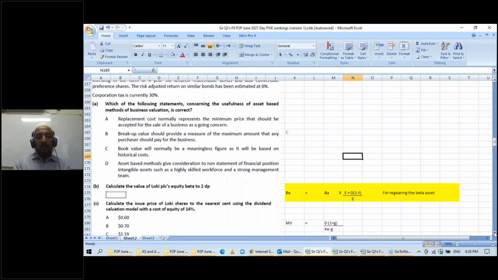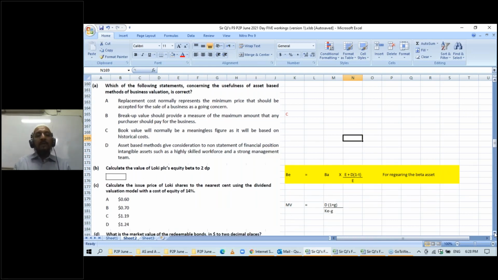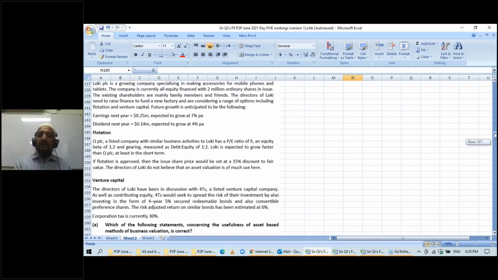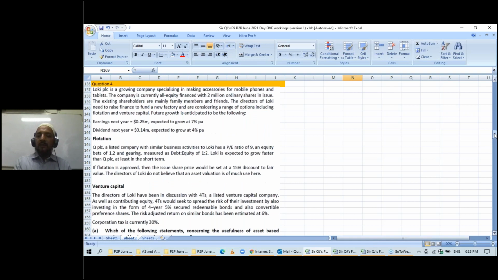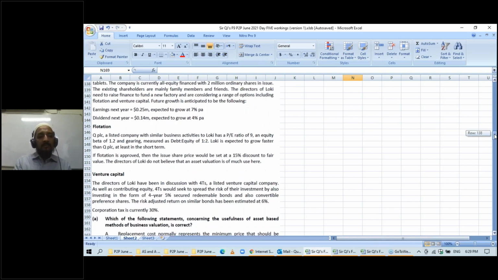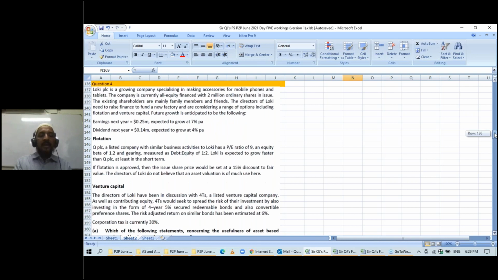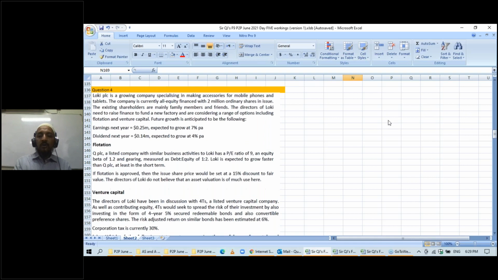Okay, now next point. Calculate the value of Loki PLC's equity to 2 decimal places. So in this case, they have given you an ungeared beta. Ungeared means without any gearing, and you have to gear it, like in the last class, where we calculated the project specific cost of equity. This is of that type. So in this case, the debt to equity ratio is given for the gearing purposes, which is 1:2.